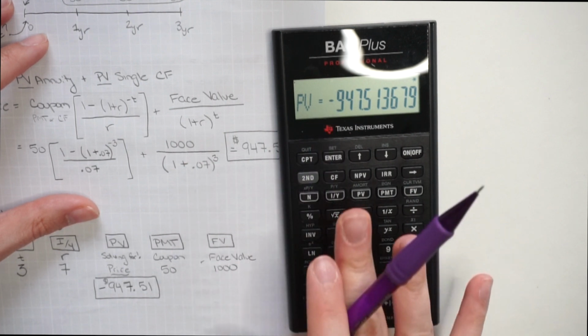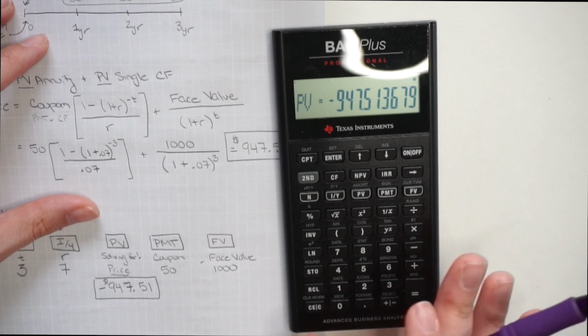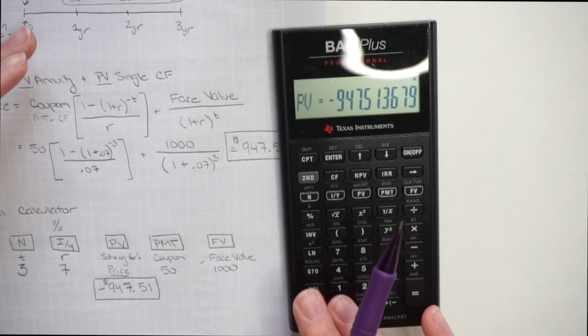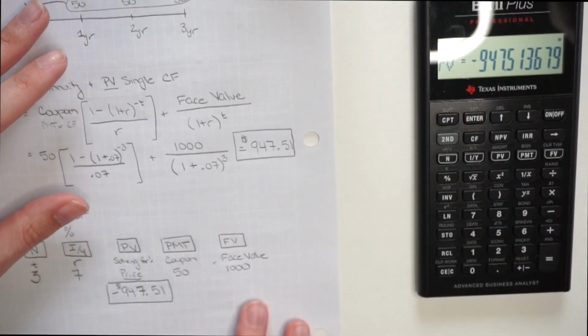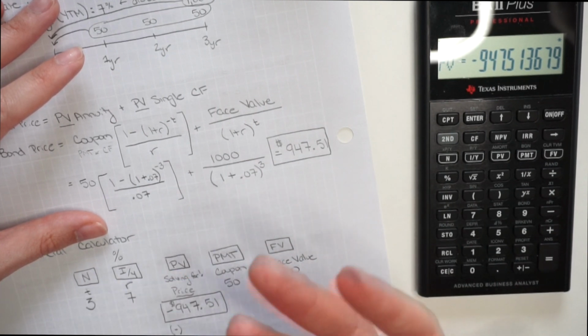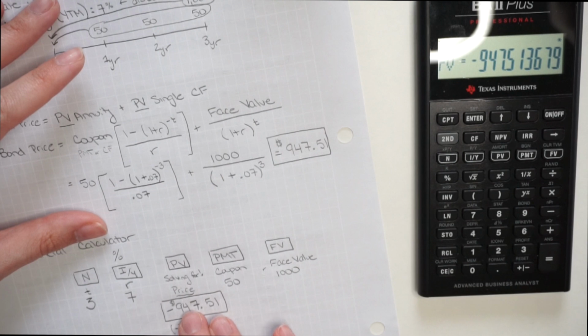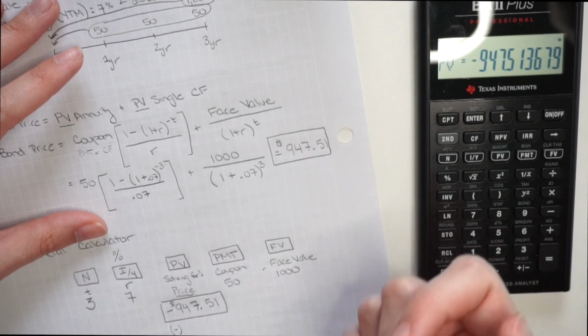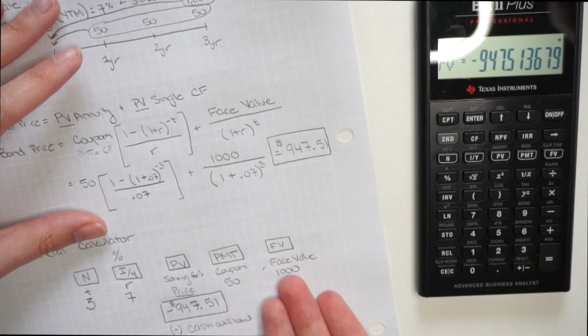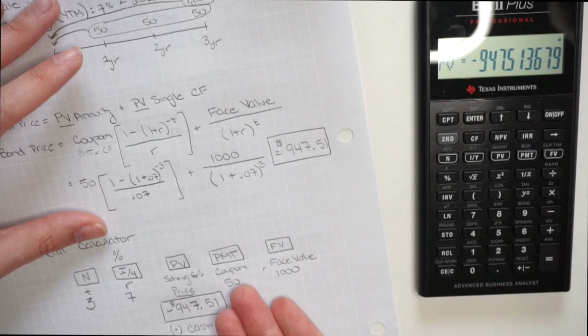So whenever you're doing these problems on financial calculators, graphing calculators, Excel, anything like that, everything thinks of it as cash inflows and cash outflows. So the reason this comes out as a negative number is because we're essentially buying the bond today for $947.51. So that's a cash outflow from us. Then we end up receiving the coupon payment each period, and we receive the face value at the end. So both of those are positive values because those are both cash inflows.